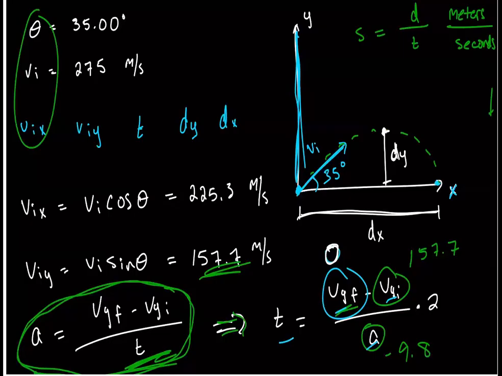So times 2 on the equation here. It doesn't matter why. If this is going to be the same question, just do this. VYF will be 0. Multiply your equation by 2. And that'll get you 16.1.